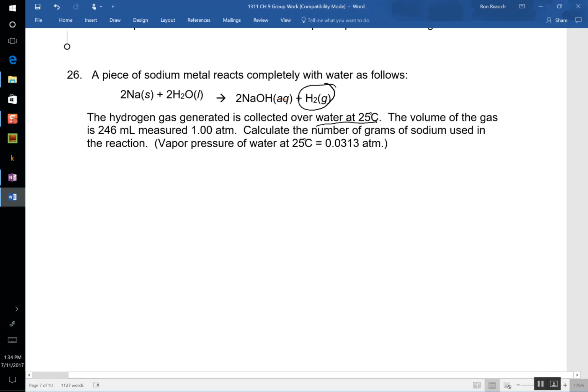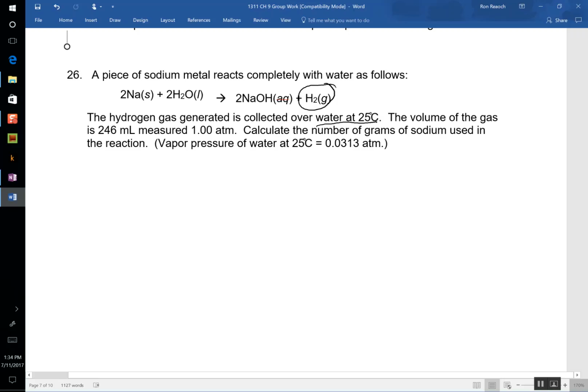This gas in here is totally saturated with water vapor. Why? Because it bubbled right through the water. And so there is a vapor pressure of water at the temperature at which this gas is being collected. You can pick up your phone and type in vapor pressure of water, and what you'll get is, as a function of temperature, the vapor pressure of water.